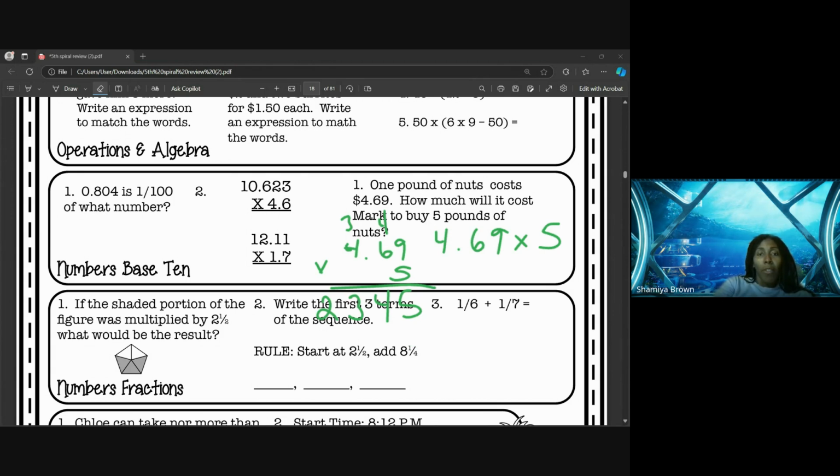But I have to go back and insert my decimal. So I have 2 digits after my decimal. So that means I have to have 2 digits after my decimal in my answer. So it will be $23.45. $23.45 would be my answer. That's how much he spent on the nuts. So how much will it cost Mark to buy 5 pounds of nuts? It'll cost $23.45. And that is it for section 2 for Monday night's homework.